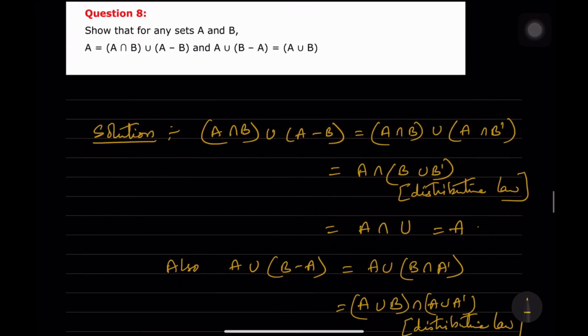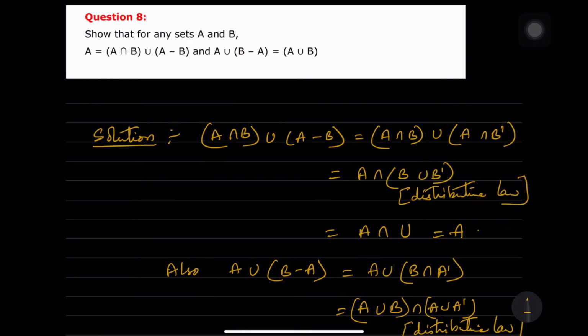Now next, going into question 8. Show that for any sets A and B, A is equal to A intersection B union A minus B, and A union B minus A is equal to A union B.